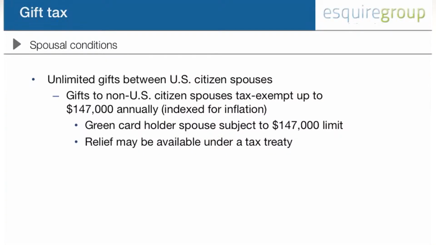There's also something known as the marital deduction. Basically, what the marital deduction means is that spouses can gift an unlimited amount of money between each other without reducing their lifetime gift tax exclusion.